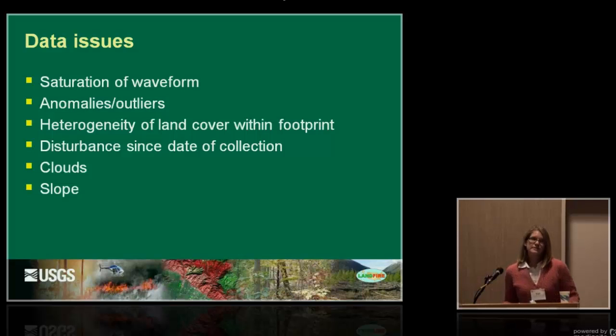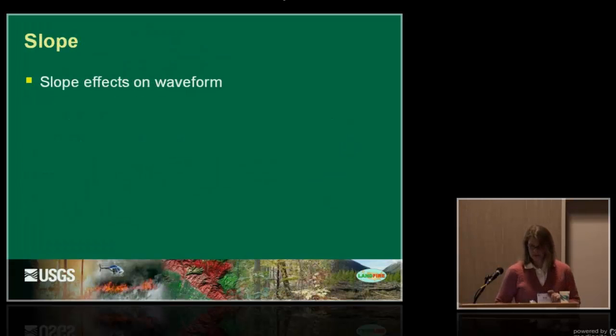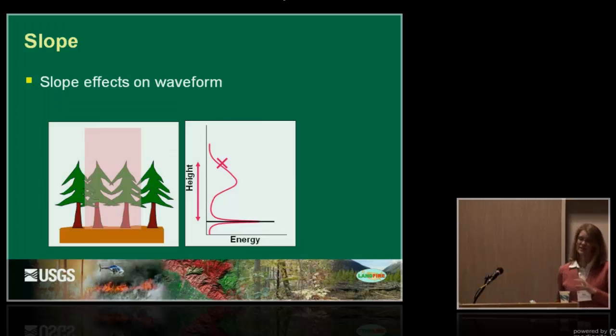Clouds are an issue. This laser functions in the near IR, so clouds are a problem. And slope: with that large footprint, slope becomes an issue. I'm going to illustrate this because there's actually things that we can do about correcting slope. It doesn't mean that you have to throw out those data.